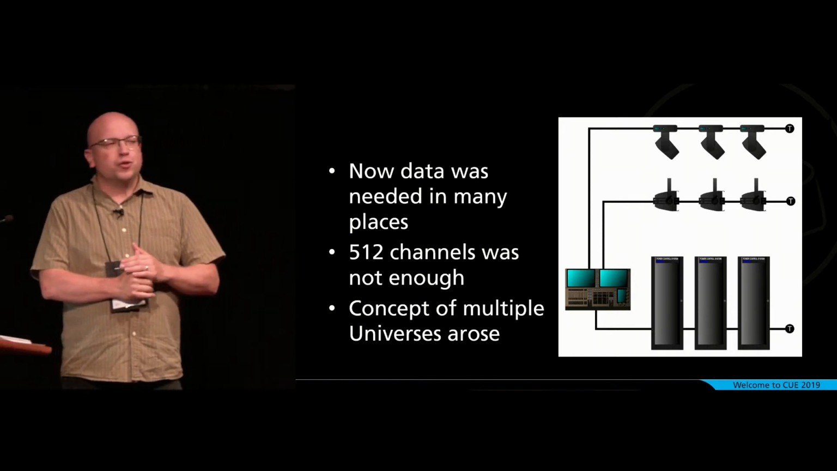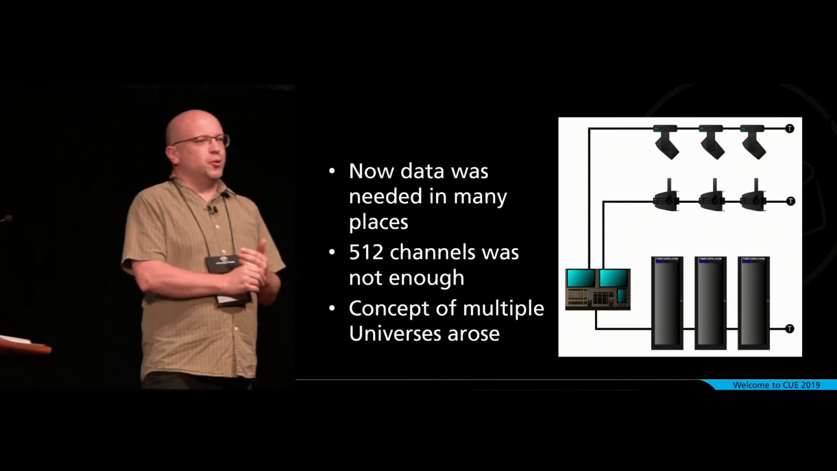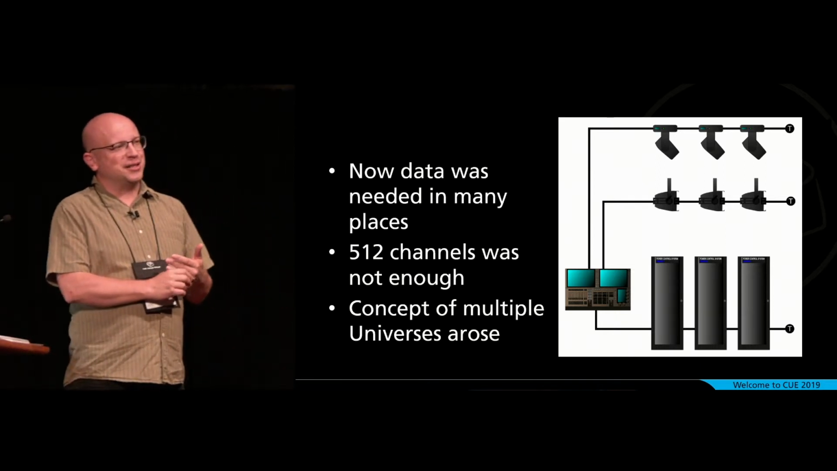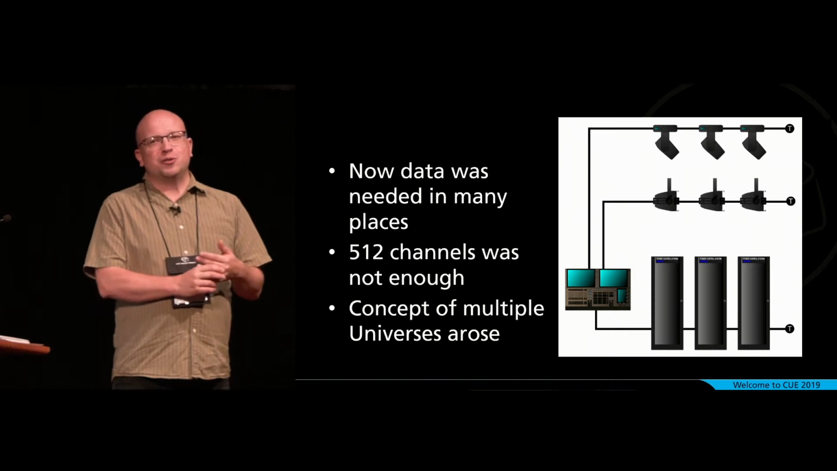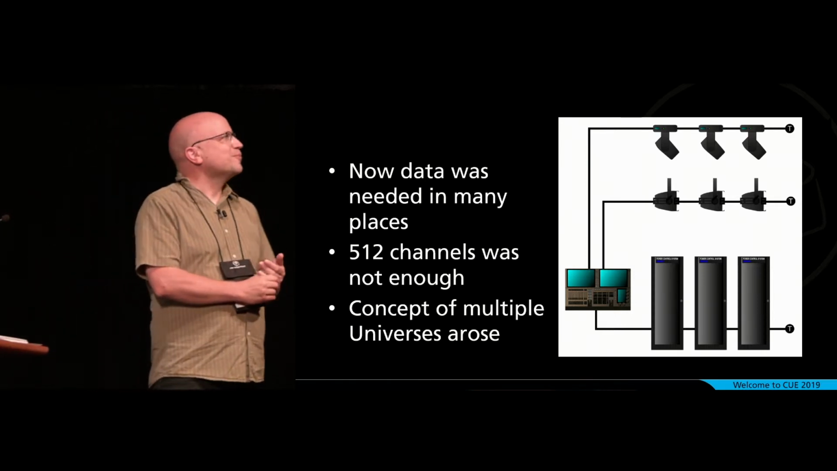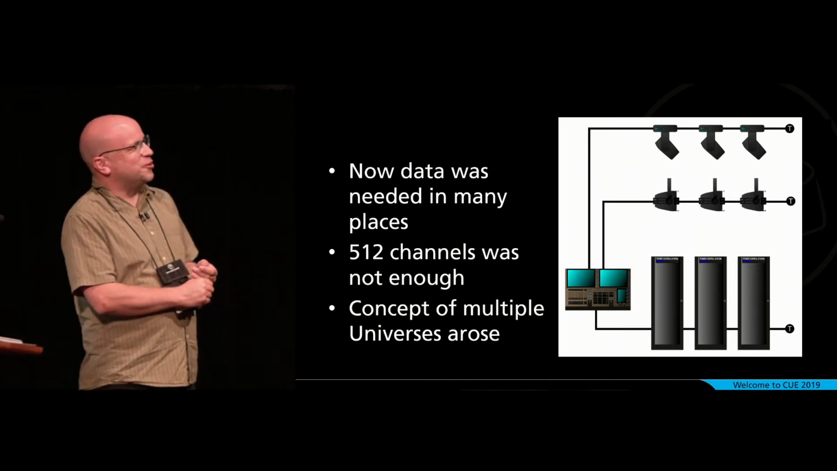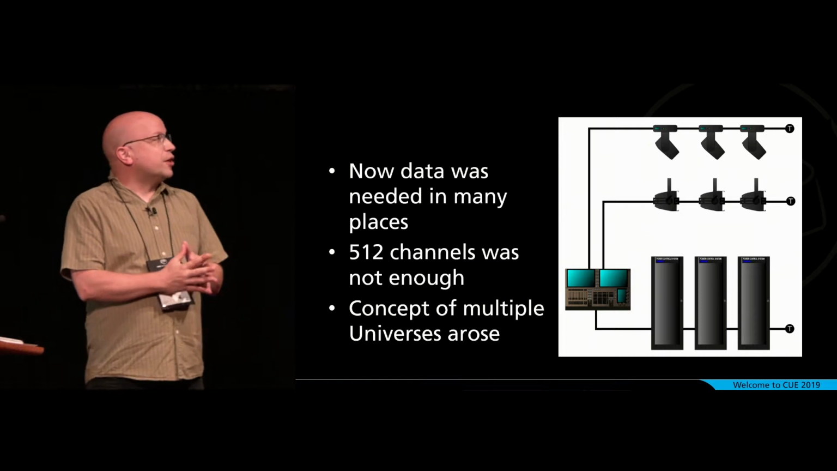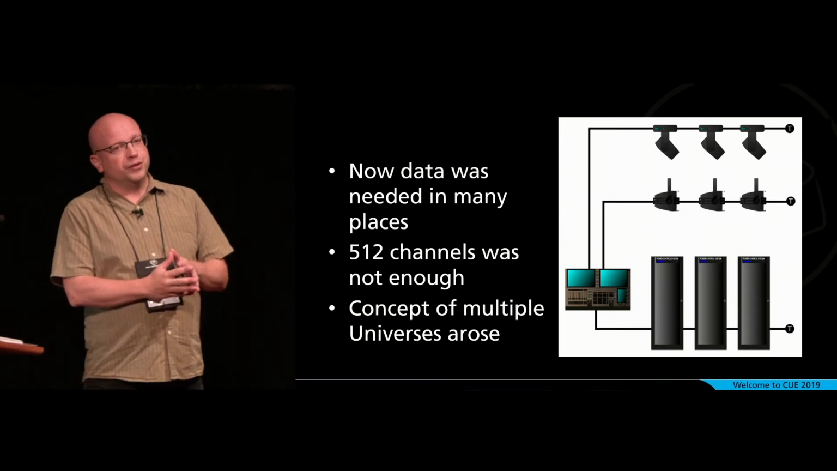And now 512 channels was not enough anymore. Initially, talking to the people who designed DMX in the early days, they really picked 512 because they thought, well, nobody will ever need more than 512 dimmers. Which is maybe true, but with moving lights and things like that, you need a lot more. So then we started using multiple universes.